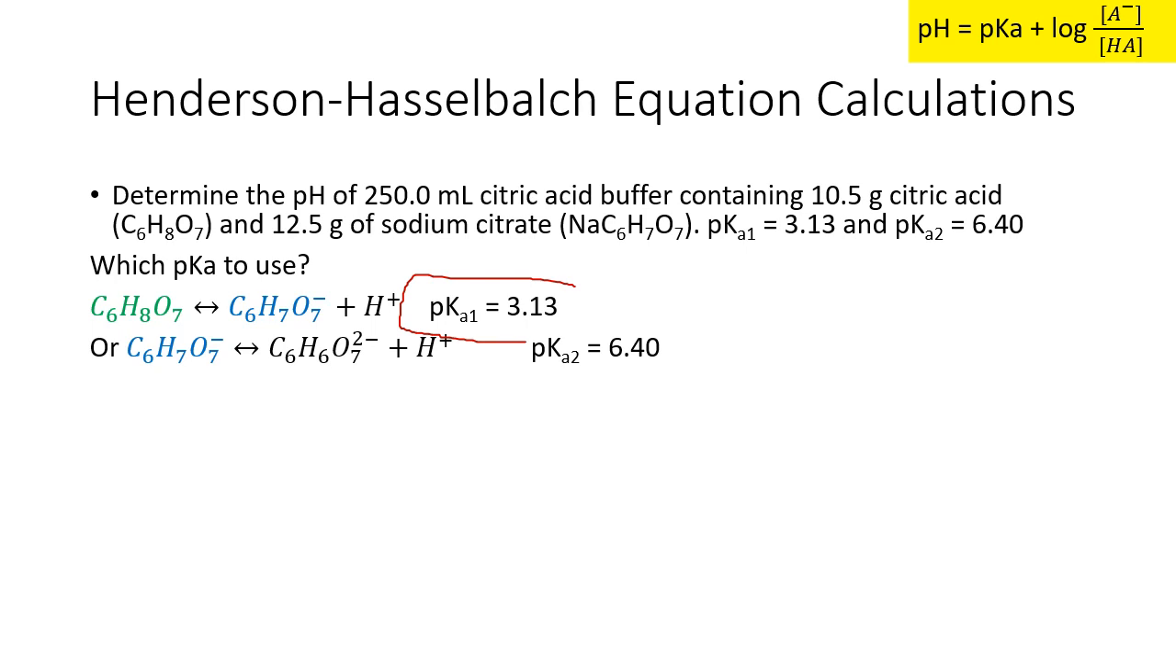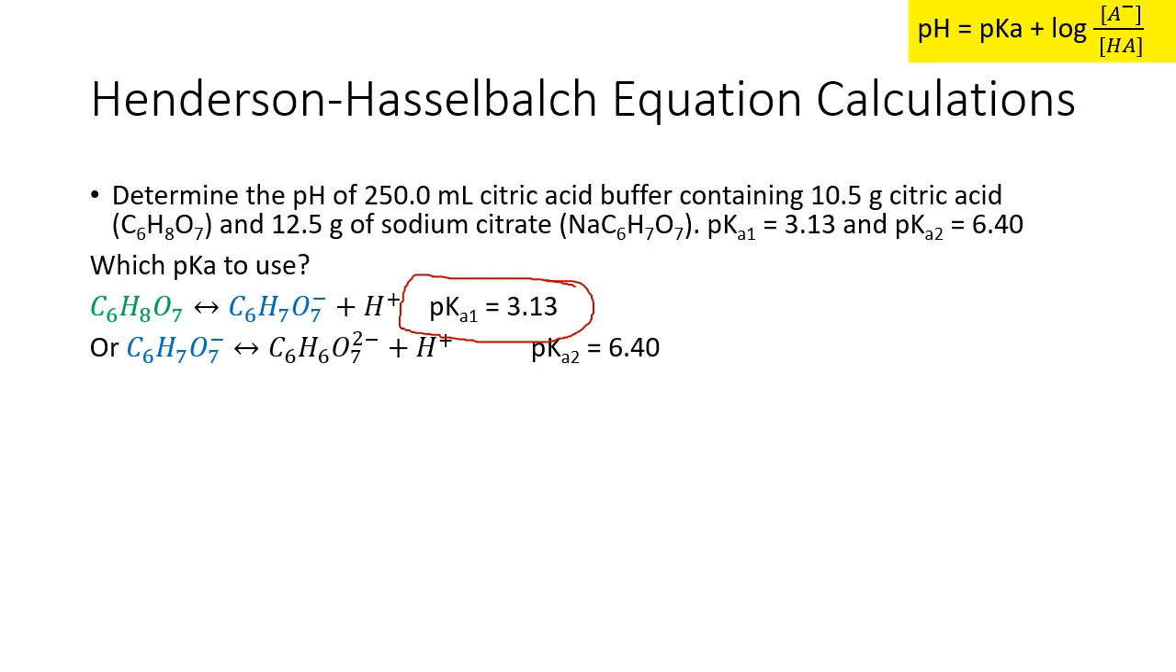This is the one we're going to use. Why? Because it has both that acid and that conjugate base. And remember, a buffer always has to have an acid and a conjugate base. This can get confusing for polyprotic acids, so you just need to figure out which one has both of the species that you're interested in.